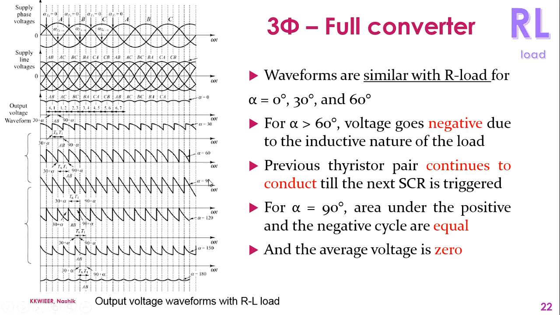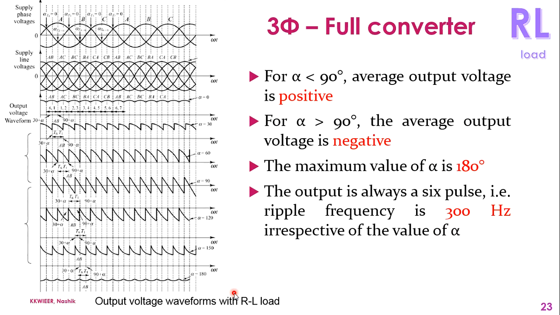For alpha equal to 90 degree, the areas under the positive and negative cycle are equal, you can see, and the average value is 0. Then for alpha less than 90 degree, the average output voltage is positive, whereas for alpha greater than 90 degree, the average output voltage is negative. The maximum value of alpha is 180 degree. The output is always 6 pulse, as there are 6 thyristors in the circuit of the 3-phase full converter. So the ripple frequency is 300 Hz irrespective of the value of alpha.